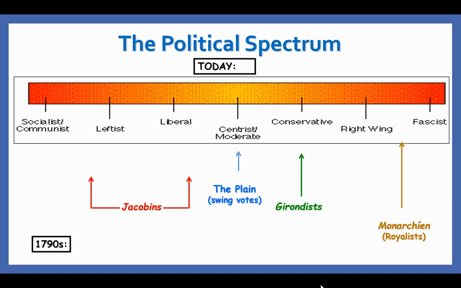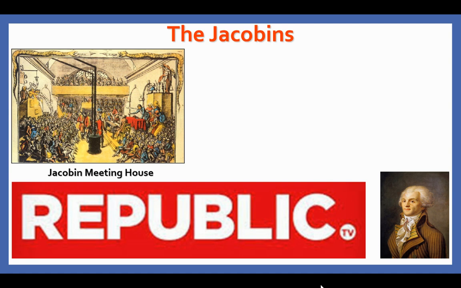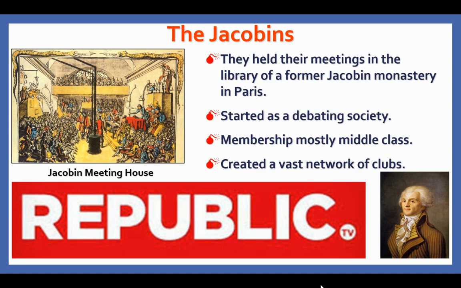In the middle, we have the moderates, the swing votes, those who really don't ally themselves with one side. And as we get to the left, we see a group of people who want to go a little bit further. They're known as the Jacobins, and the Jacobins want a republic. So because of the continued issues, the Jacobins are going to take over.